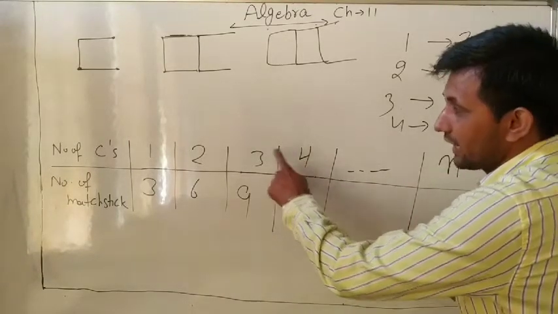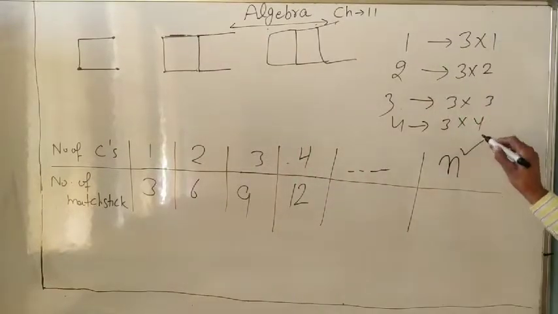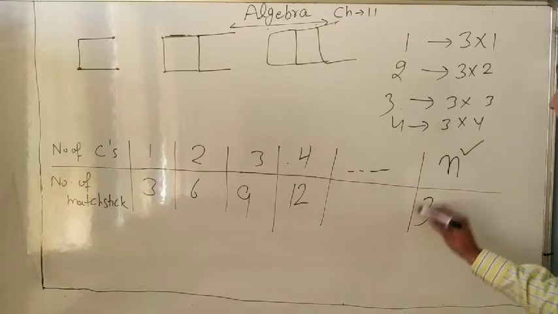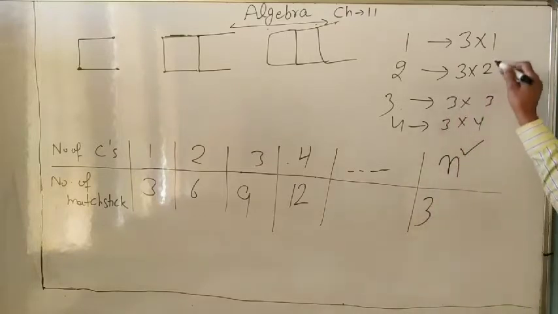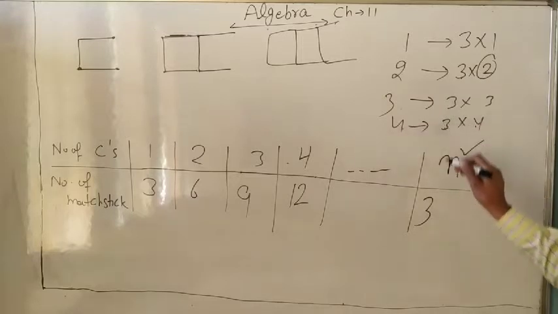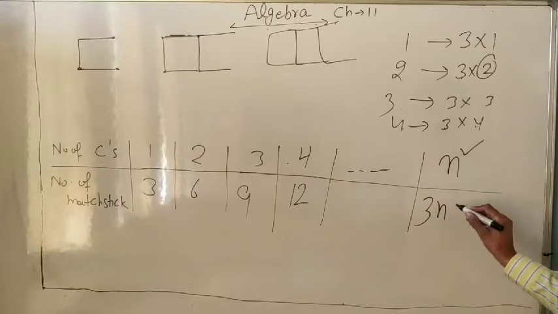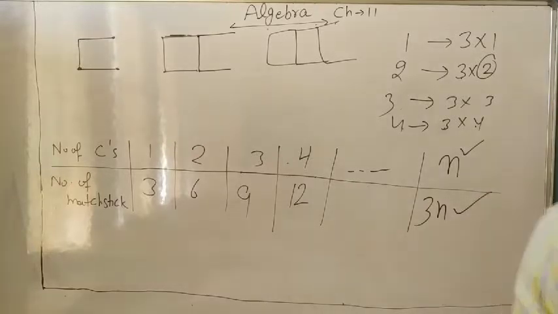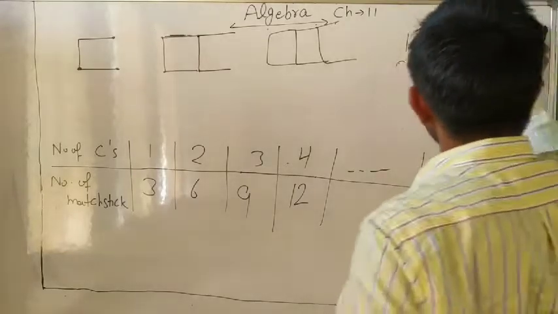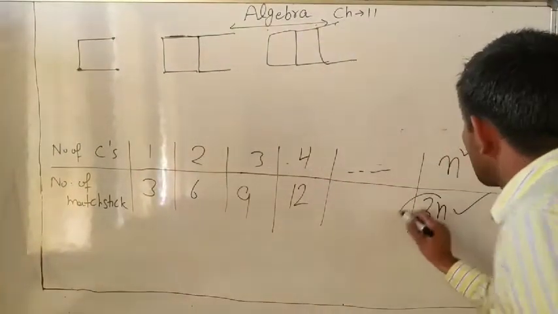Here is 4 C's, here is 3 C's. But I am saying how many C's? N C's. N C's means always 3 multiplied by the number of C's. Number of C's is 2, multiply by 3. Number of C's is 4, multiply by 3. Number of C's is N, so 3 into N. How many matchsticks do you require? 3N. So this becomes a formula, 3N.